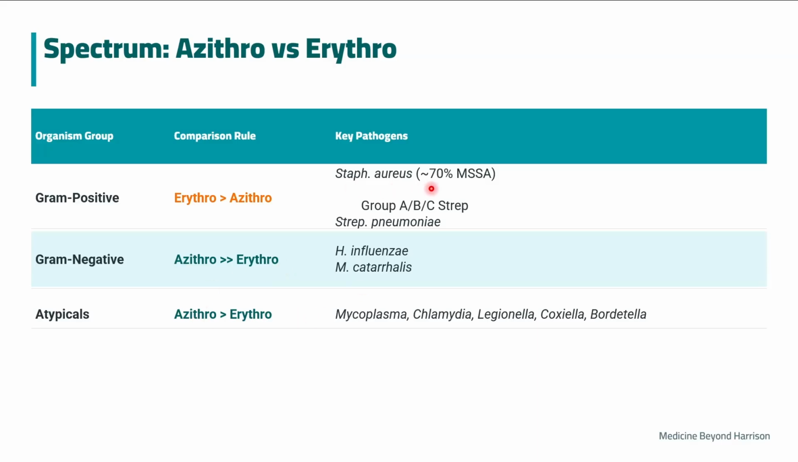For Staph aureus, it can cover about 70% of MSSA, and group A, B, C strep and Streptococcus pneumoniae are also covered by this drug. Azithromycin can also cover H. influenzae and Moraxella catarrhalis. And for atypicals: Mycoplasma, Chlamydia, Legionella, Coxiella, and Bordetella. So azithromycin, erythromycin, this macrolide group, are jack of all trades, but not the master of anything. Jack of all trades and master of none.